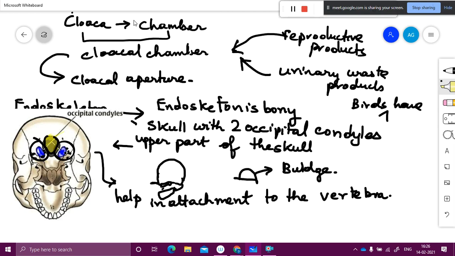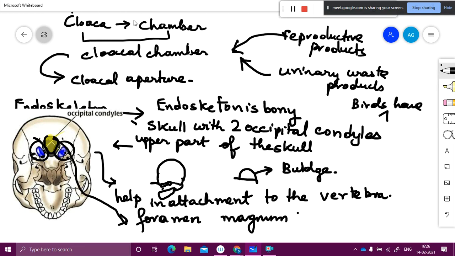This is known as the foramen magnum of the skull. Foramen is the hole, a big hole which is present in the skull. The medulla oblongata comes out from that region into your neck, and it goes down up to your spinal cord. And on both sides you have these occipital condyles.